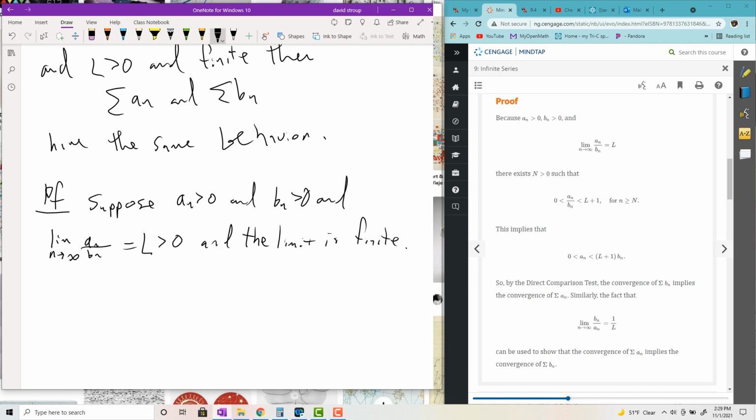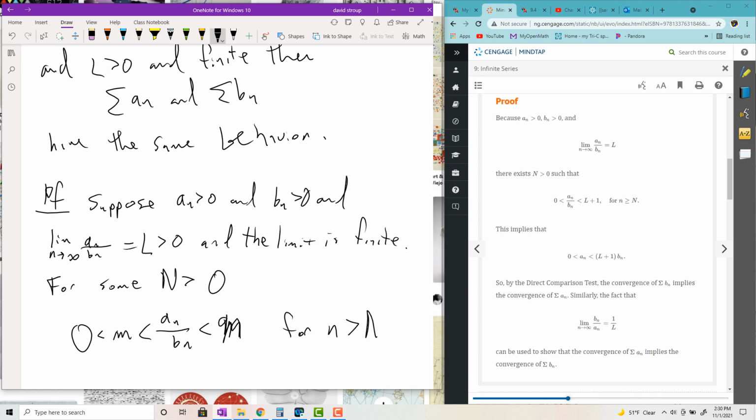Okay, so what we're going to be able to do, because of the strict definition of limits, we know that for some big N value greater than 0, we can wedge a sub n over b sub n in between two positive values. Let's call the bigger one big M, maybe a big cursive M, and the little one little m. These will both be greater than 0 for eventually, some little n greater than big N.